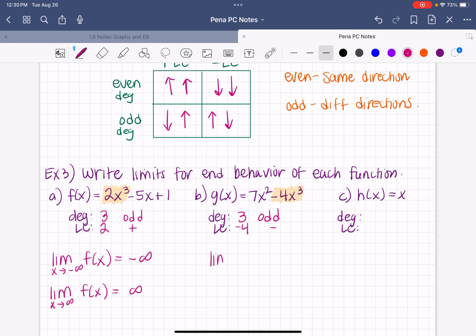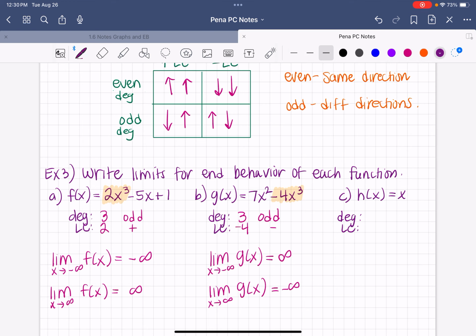The limit as x goes towards negative infinity of g of x is going to go up, so positive infinity. And then the limit as x goes towards positive infinity of g of x needs to go down, so negative infinity. And then last one, I actually want to change this a little bit.